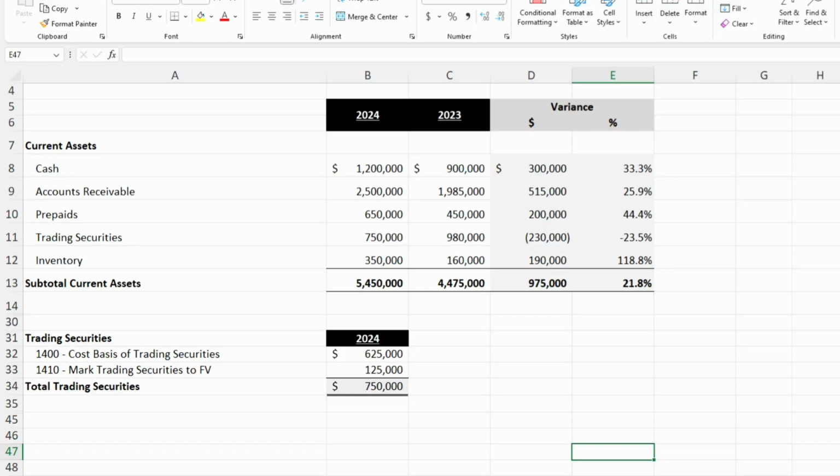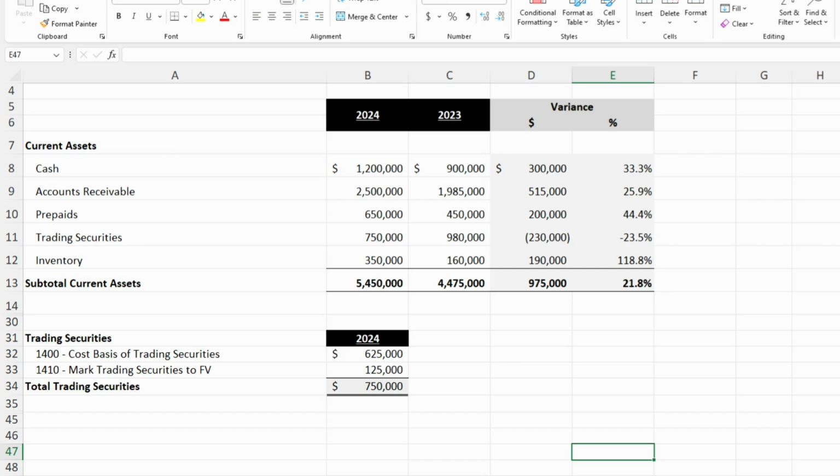Trading securities. These are going to be a portfolio of stocks and bonds that you're going to be actively trading and generating gains, losses, dividends, income, etc. These are not going to be long-term holdings. But when you have trading securities, you're going to be marking these to fair market value. Even if you have not sold them, you're going to mark them as unrealized gains and losses.